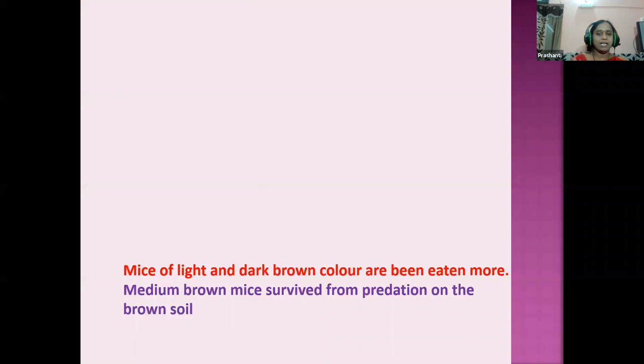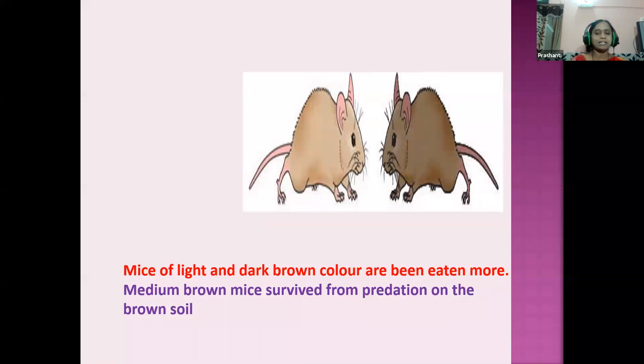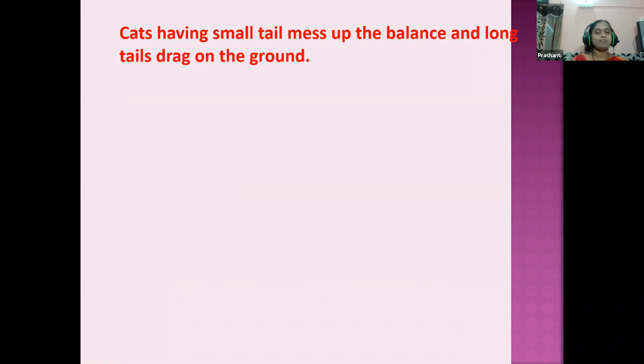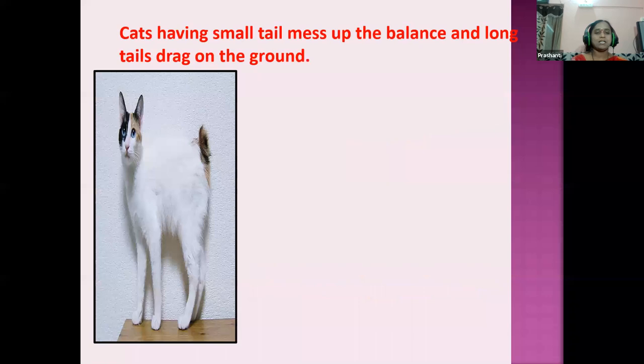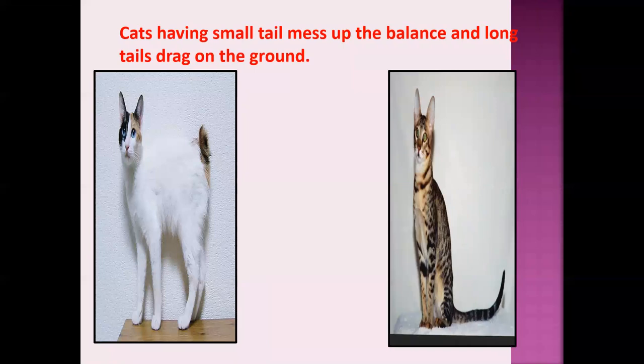Next, take mice of different colors, light and dark brown. They are eaten more by the predators. But the medium brown mice survive from predation. Next, take cats having a small tail: it will disturb their balance. And the long tails will be dragging on the ground. So the medium sized tails are favored.